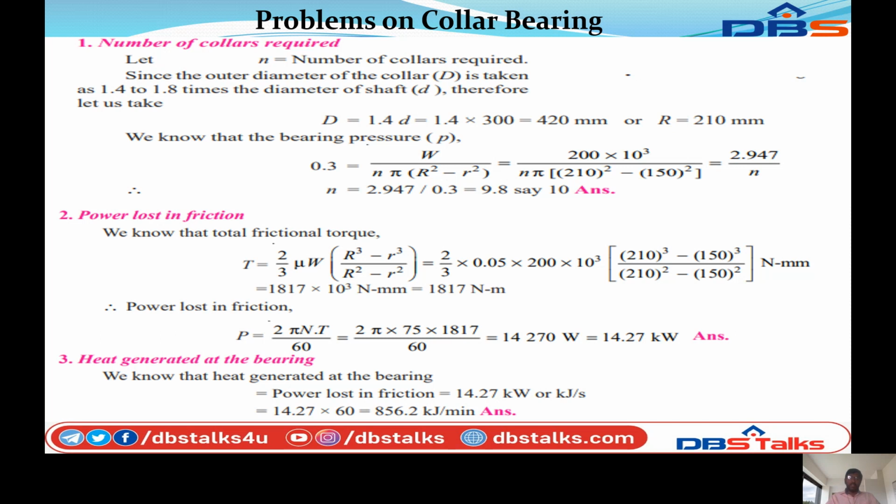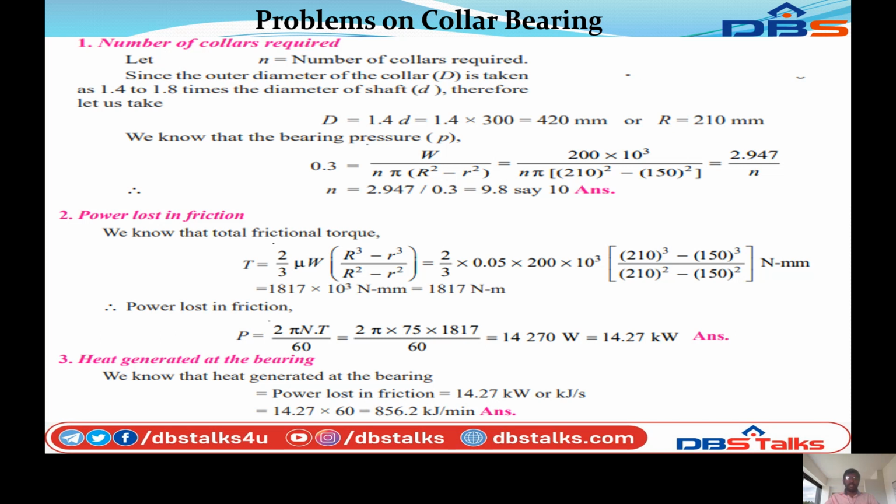W into capital R cube minus small r cube by capital R square minus small r square. That equals, substituting the values, 2 by 3 into mu 0.05 into W 200 into 10 cube, into capital R 210 whole cube minus small r 150 whole cube divided by capital R 210 whole square minus 150 whole square Newton mm. So finally you can calculate total torque T equal to 1817 into 10 cube Newton mm.